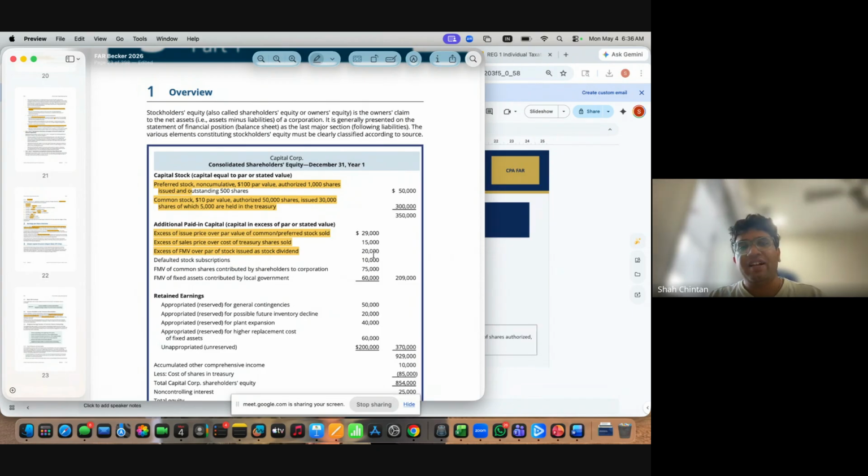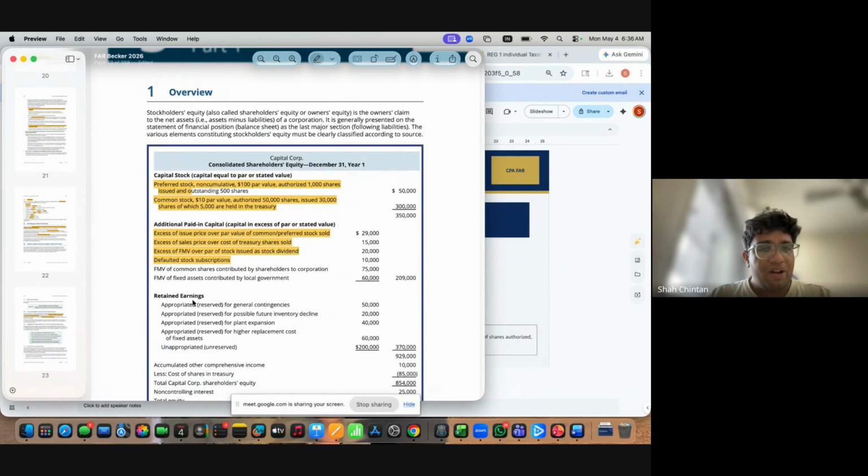So when we see that example, we will see this particular item. If there is any default in the stock subscription and you forfeit that particular amount, it goes as a default stock subscription. Any other item which has created APIC, you can represent here in the APIC section.